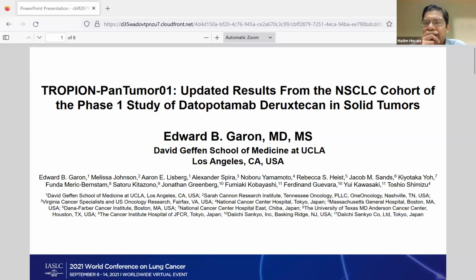So, without further ado, what I will first start off with is some slides from a presentation from a couple of years back, for which hopefully by the end of this year we'll have more information, on a study known as the Tropion-Lung01. That study looks at a medicine known as datopotamab deruxtecan, which is a TROP2 ADC. Some of the early data that we had was now a couple years back.